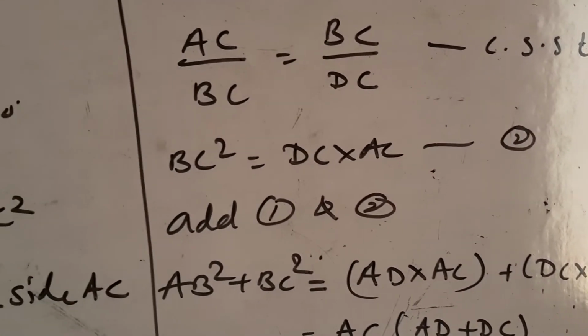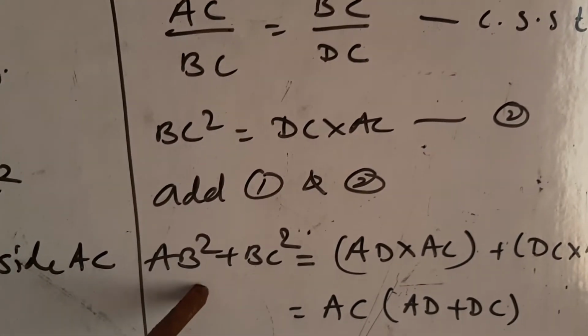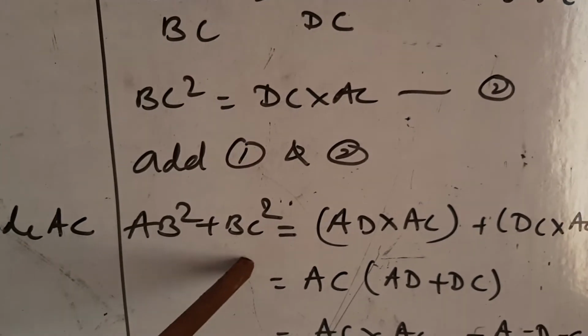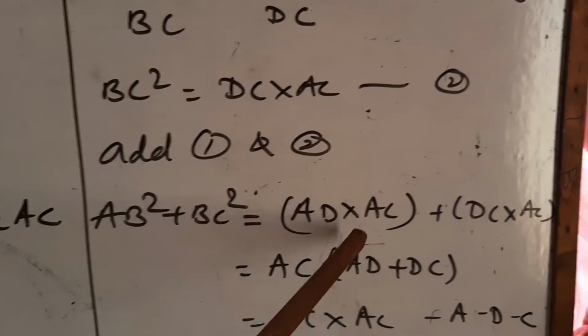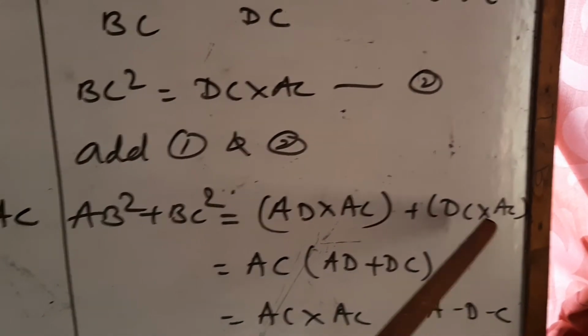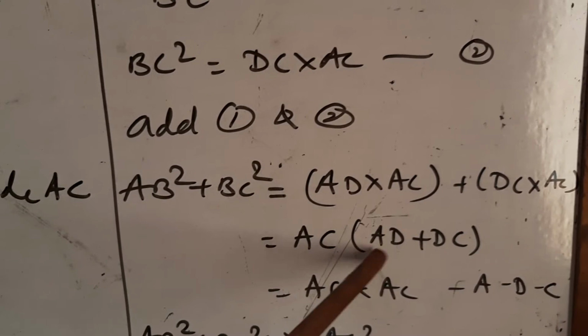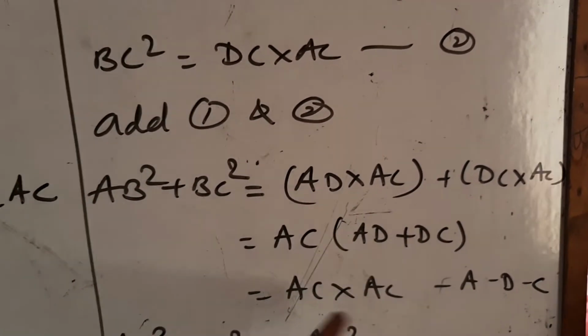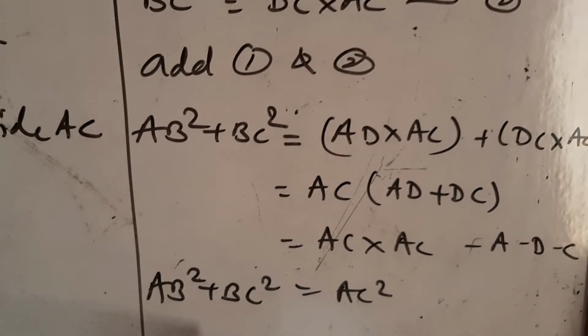Now we want the addition of AB square and BC square. For that we take the addition of equation 1 and 2. AB square plus BC square equals AD into AC plus DC into AC. Now we take the common factor AC, as both the terms have AC. So the remaining is AD plus DC. So we get AC into AC, that is AC square. So that is the theorem of Pythagoras.